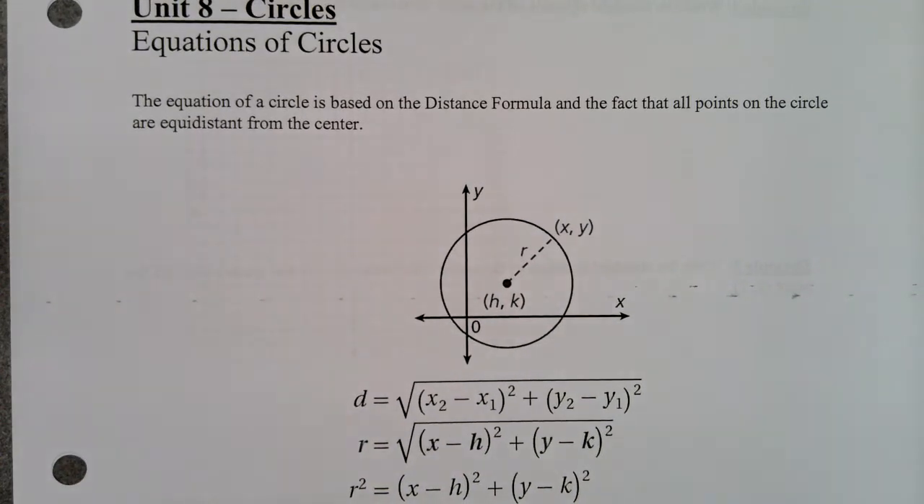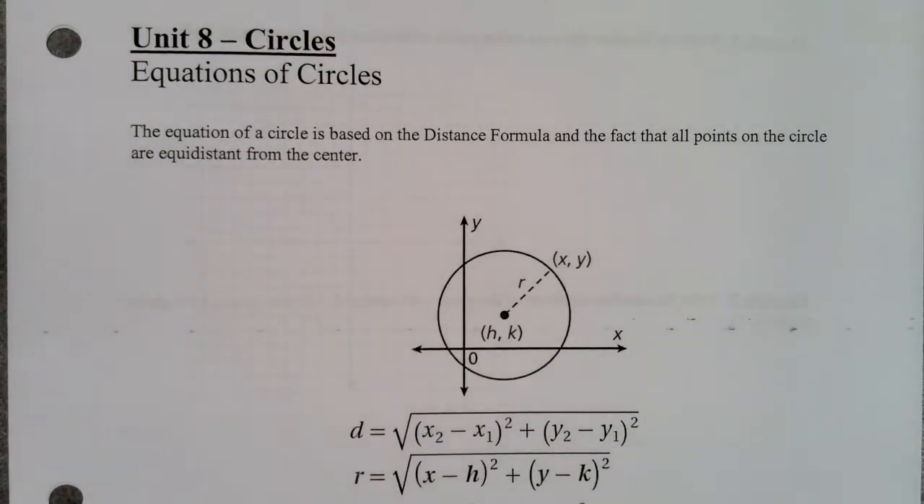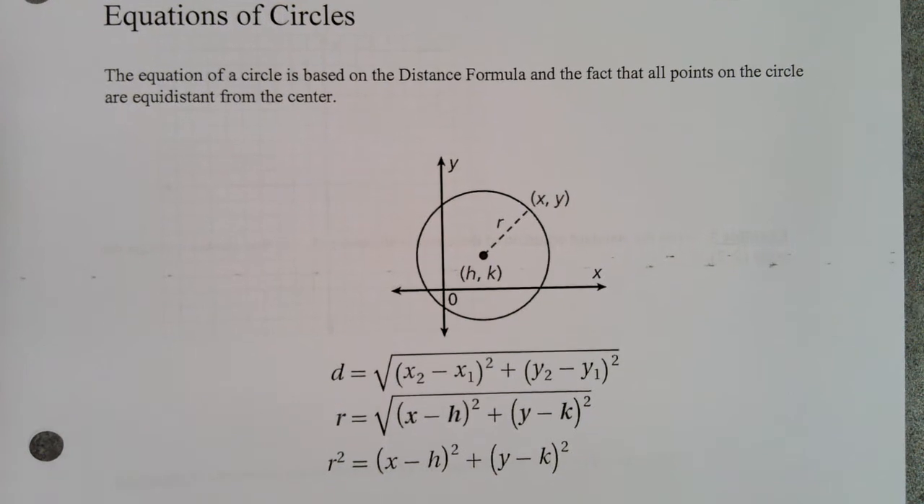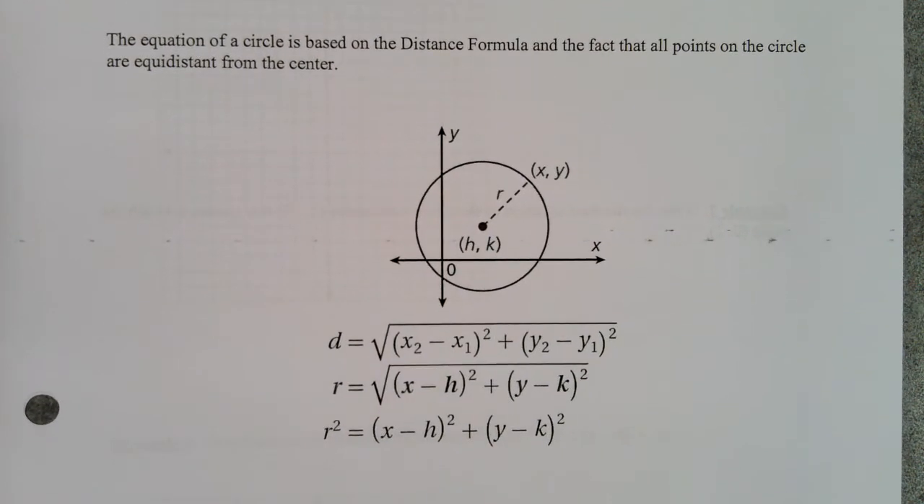All right, the next lesson in geometry is called Equations of Circles. Earlier this year, we learned about the Pythagorean theorem and the distance formula. The equation of a circle is based on the distance formula and the fact that all points on a circle are the same distance away from the center. That's the definition of a circle.